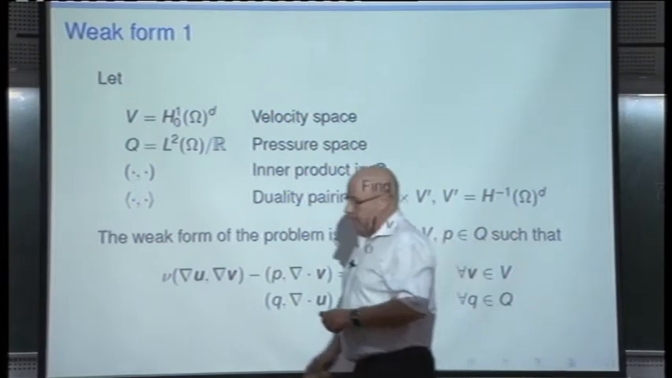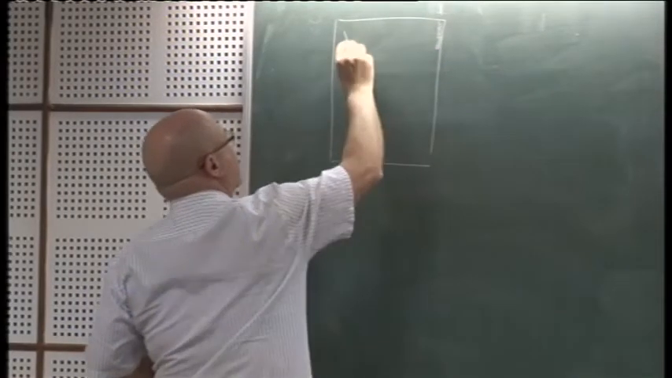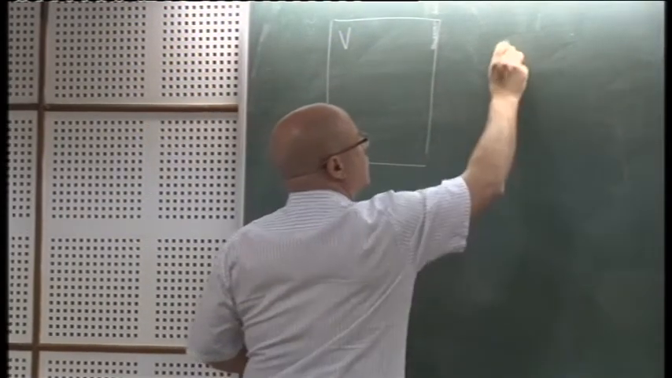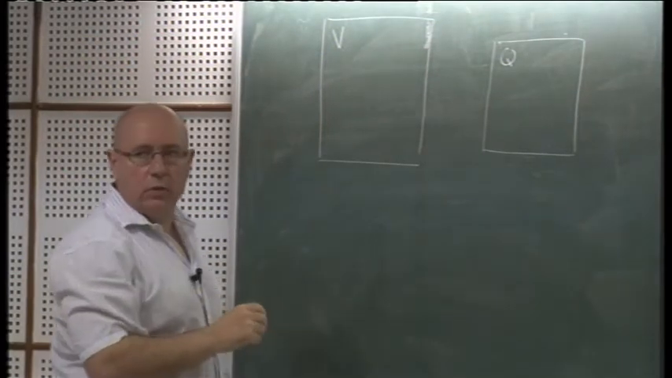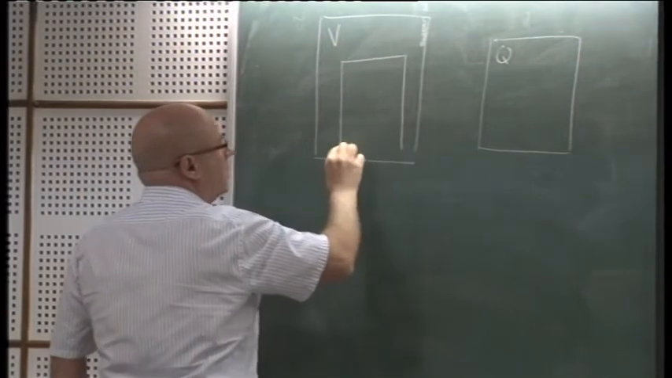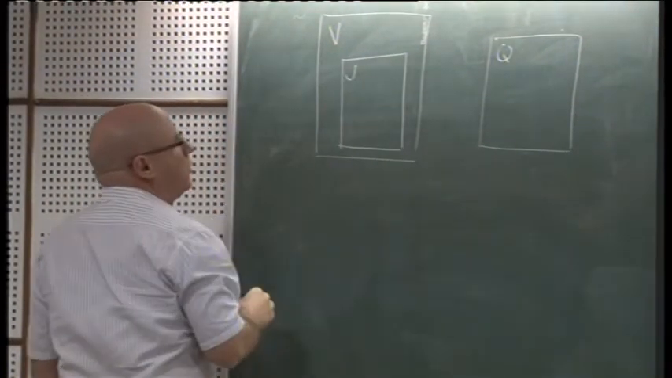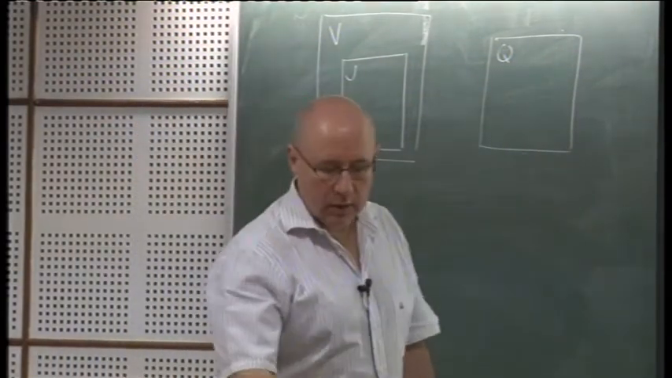So the idea is we have the problem posed in space V. And in fact, we use space Q, the pressure space, to impose the divergence equal to 0 restriction. But we could choose to work directly on a subspace of V, which is J, the space of functions in V that are divergence free. Okay? We can work in J.